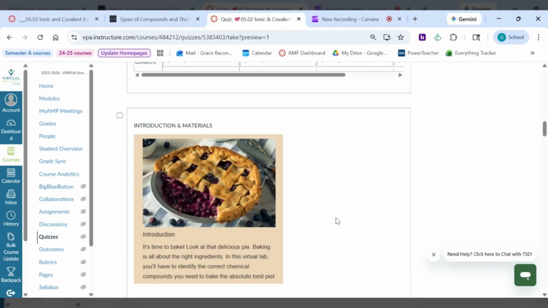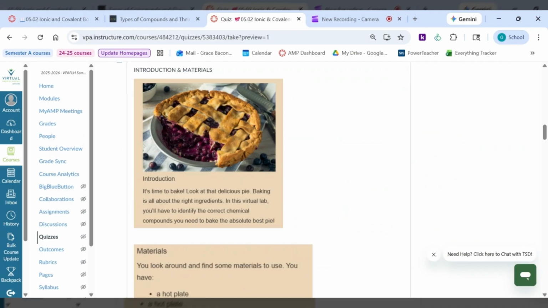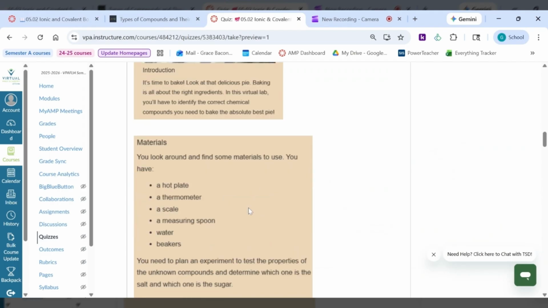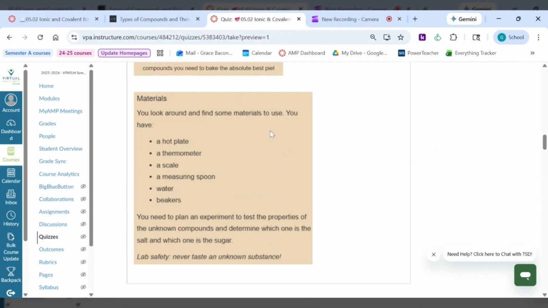And then the actual lab is started. So it says, introduction, it's time to bake. Look at that delicious baking pie. Baking is all about the right ingredients. In this virtual lab, you'll have to identify the correct chemical compounds you need to bake the absolute best pie. You look around and find some materials to use. You have a hot plate, a thermometer, a scale, a measuring spoon, water, and beakers. You need to plan an experiment to test the properties of the unknown compounds and determine which one is salt and which one is the sugar.